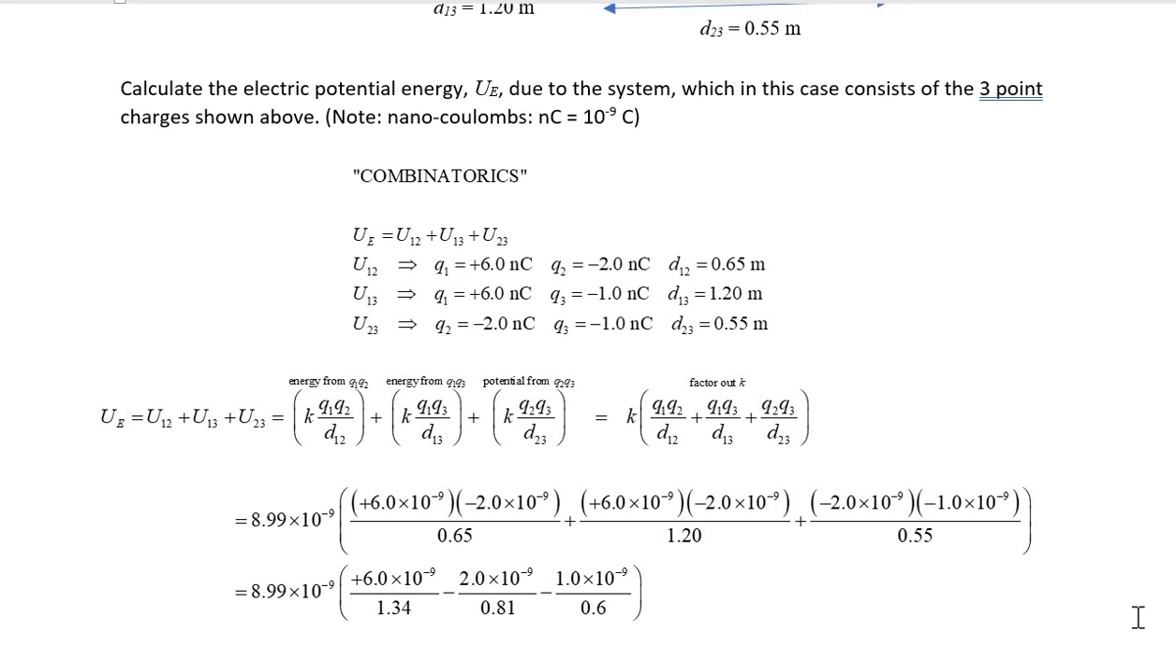I hope you enjoyed this brief video about summarizing all the aspects of point charges, in addition to doing an example of calculating the electric potential energy of a system of point charges.